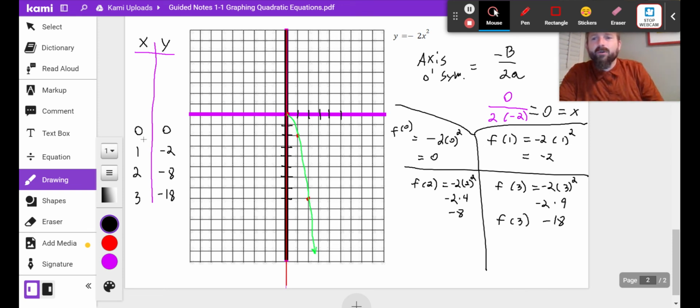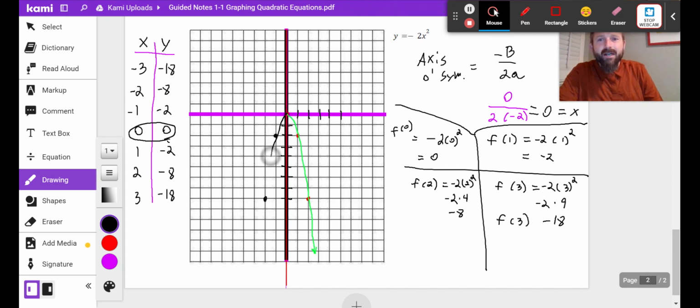But I know if this is my axis of symmetry, when x is 0, then I know at negative 1, the answer is going to be negative 2. So I can plug it in right here. Negative 1 is negative 2. I know at negative 2, it should be right here, which was negative 8. And I know I'm not going to plot it, but negative 3 would give me negative 18 because it is reflected. It is symmetrical at x equals 0.